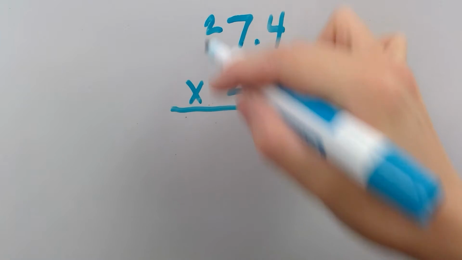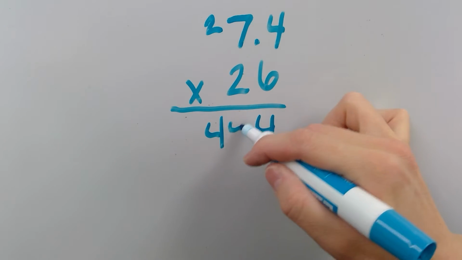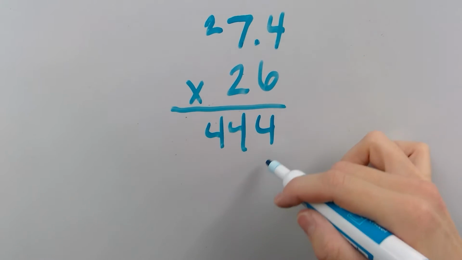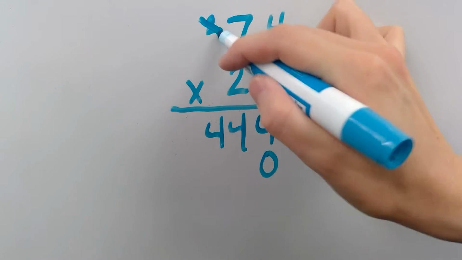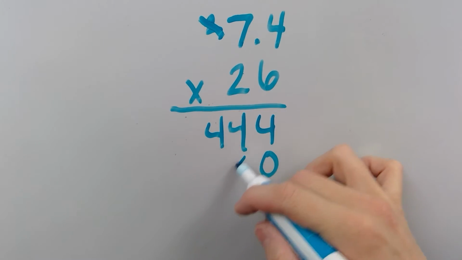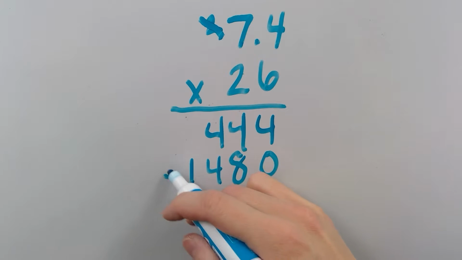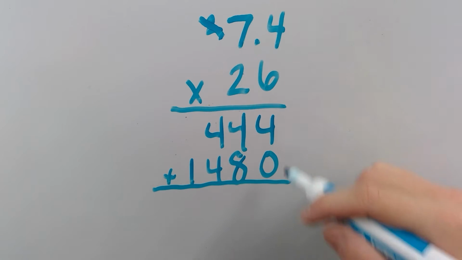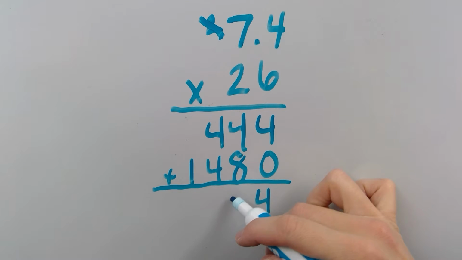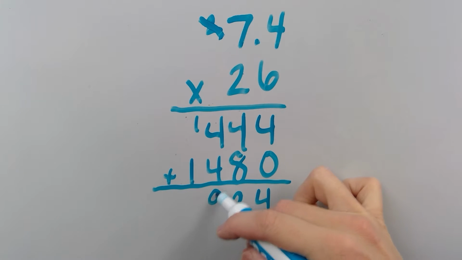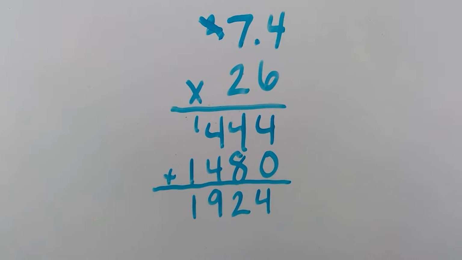So 4 times 6 is 24. 6 times 7 is 42, plus 2 more is 44. Now I'm moving to the 2, so I have to put a placeholder 0. And finish with that. 2 times 4 is 8. 2 times 7 is 14. And when I add it up, I get 4, 12, 9, 1.